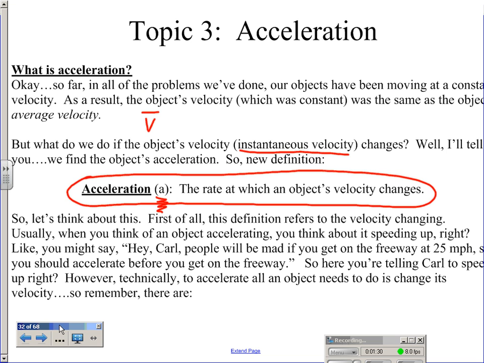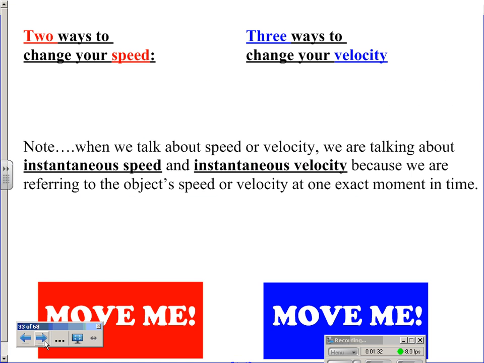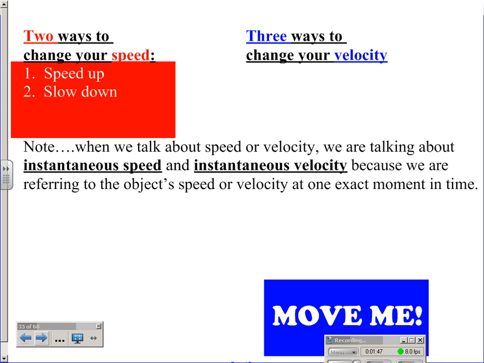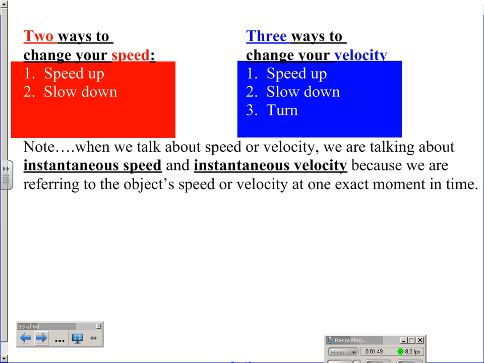And remember, as we've seen before, there are 3 different ways to change your velocity, but only 2 ways to change your speed, right? Okay, so we learned that the 2 ways to change your speed were speed up or slow down. And the 3 ways to change your velocity are speed up, slow down, or turn. So this is super important. If you do any of these 3 things, you are accelerating. Okay, if you do any of those 3 things, you're accelerating.